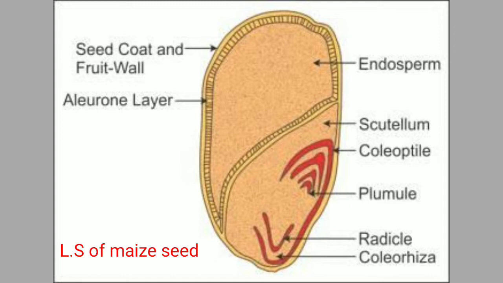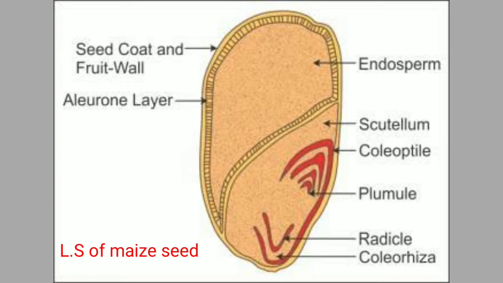So the embryo consists of an upper shield shaped scutellum, which is generally a reduced cotyledon. So that is the outer covering that forms above the cotyledon, and it generally reduces the shape of the cotyledon. So that is the scutellum, and this part gives rise to the leaves after germination, or it forms the leaf primordium.